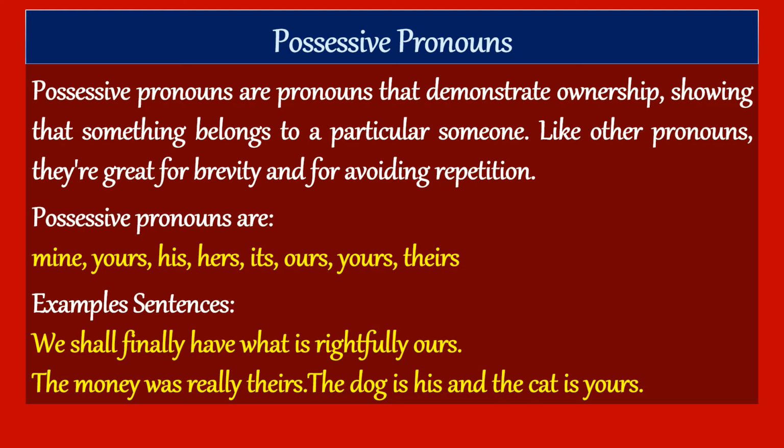The sixth type is possessive pronoun. Possessive pronouns are pronouns that demonstrate ownership, showing that something belongs to a particular someone. Like other pronouns, they are great for brevity and for avoiding repetition. Possessive pronouns are mine, yours, his, hers, its, ours, yours, theirs.